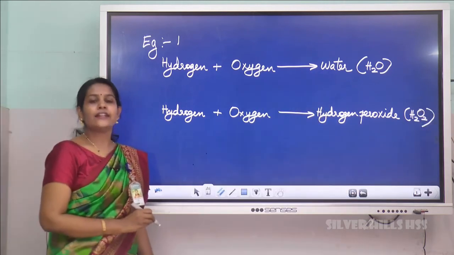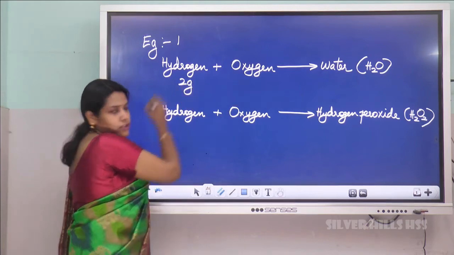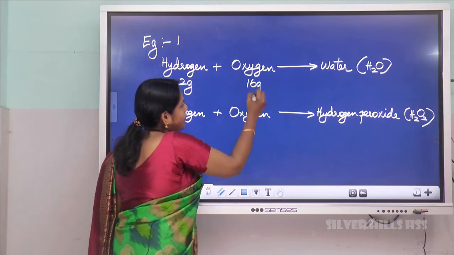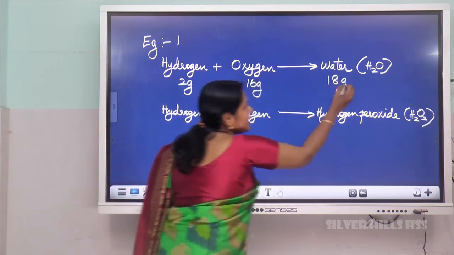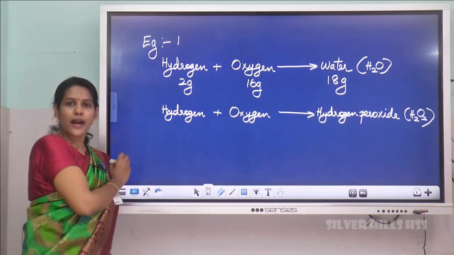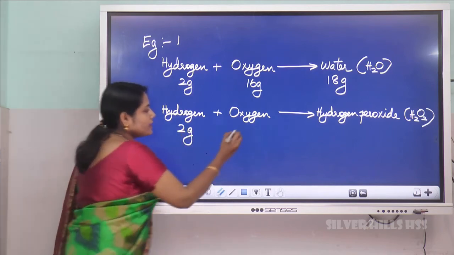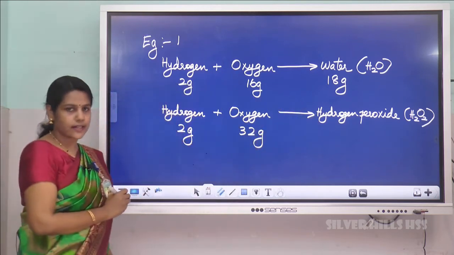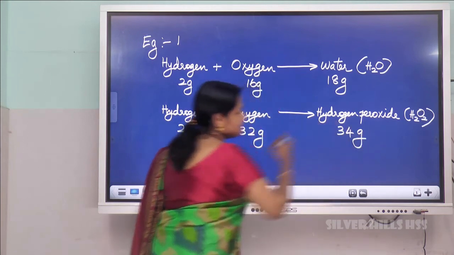So here the mass of hydrogen is 2 gram. Since we have 2 hydrogen in water, it is 2 gram. And for oxygen it is 16 gram. We have only one oxygen atom. And altogether for water it is 18 gram. Then in hydrogen peroxide we have 2 hydrogen atoms. So here also it is 2 gram for hydrogen. Then 32 gram for oxygen. We have 2 oxygen atoms in hydrogen peroxide. Then altogether it is 34 gram.